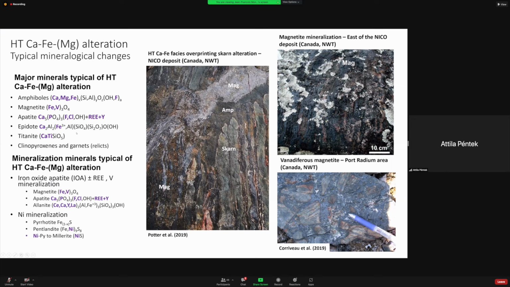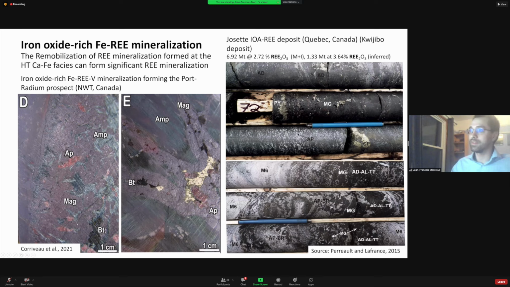Yeah, we have some example here also of apatite stable with these magnetite paragenesis as well. This is an example from the iron oxide rich and also rare earth enriched mineralization in Northwest Territories that is forming the Port Radium prospect in the Great Bear magmatic zone. So we have these veins of magnetite in association with amphibole that are coming with apatite. And then this apatite will have rare earths within its crystalline structure, and this can enrich rare earths at this stage. Now, in order to form significant rare earth mineralization, what we are observing is that this early apatite needs to be remobilized, dissolved, and reprecipitated by superimposed fluids.